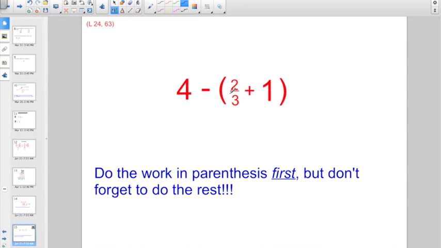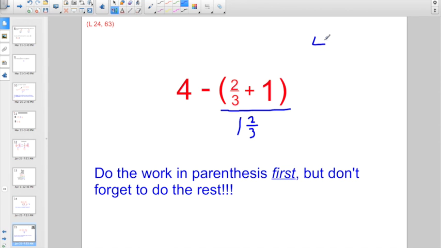4 minus 2/3 plus 1. Remember, do the work in parentheses first, but don't forget to do the rest. I saw some people on the last test think that this is the final answer right here. 2/3 plus 1, well, that's easy enough. 1 2/3, right? But don't forget to take a look at the rest of the problem. Now it says 4 minus 1 2/3.